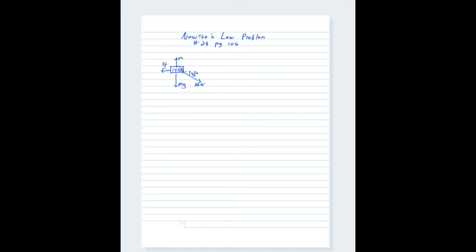Okay, we can find the weight. We multiply mass times 9.8. So 14.5 times 9.8 gives me 142.1. That's the weight.